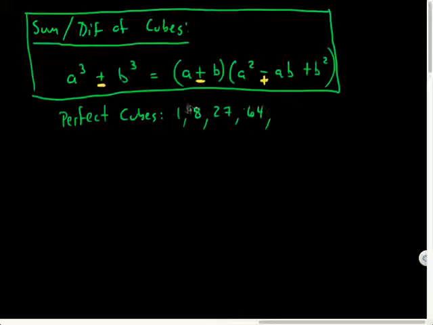64 and 1 so far are both perfect squares and perfect cubes. Hey, what do you know? Let's see, 5 times 5 is 25, times another 5 is 125. Let's see, 6, I think it's 216. 6 times 6 is 36. 36 times another 6 I believe is 216.